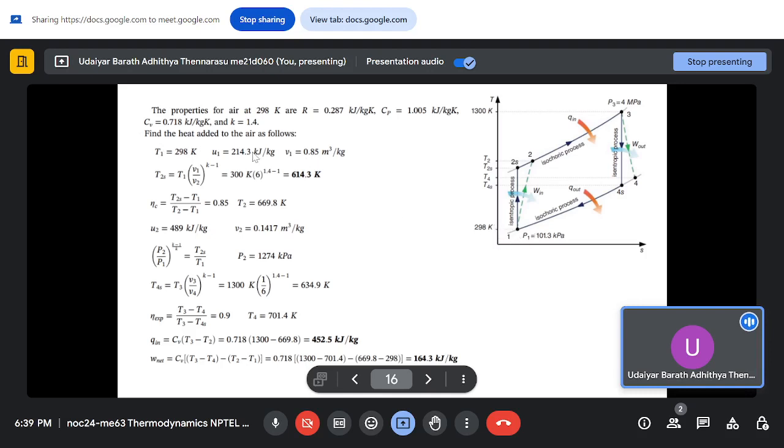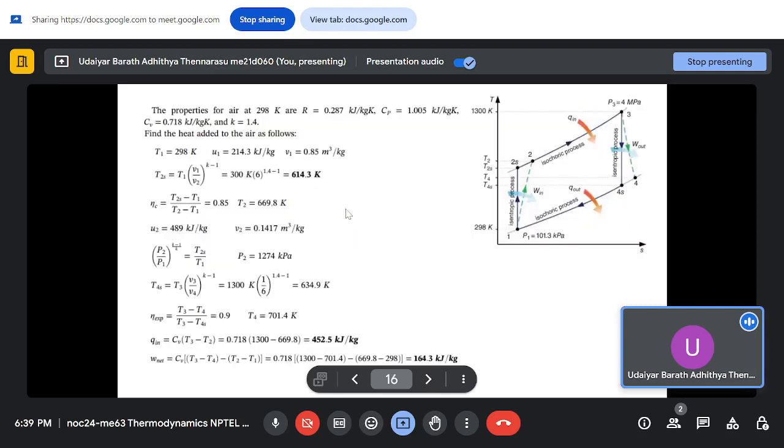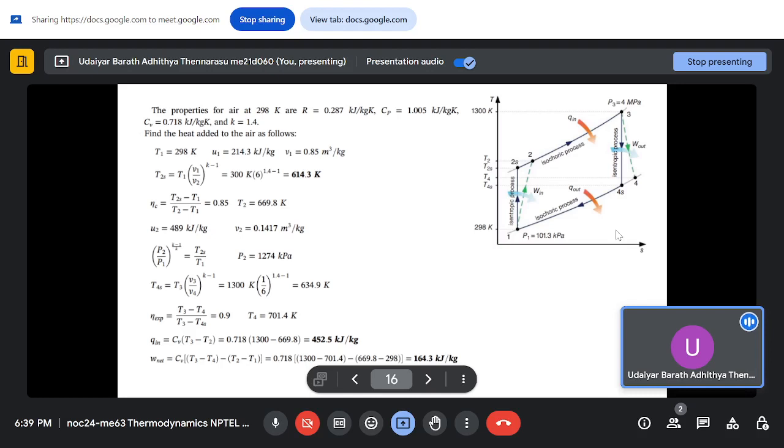So from a table for air you can find out at state 1, because here they have said you have to account for the variation of specific heat. If it had not been given, you could assume straight away and using Cp you can calculate, or use Cv into T for internal energy. But as we have to account for the variation, you have to use a table, just like a steam table. You have to use standard tables for air to find out the corresponding internal energy and enthalpies.